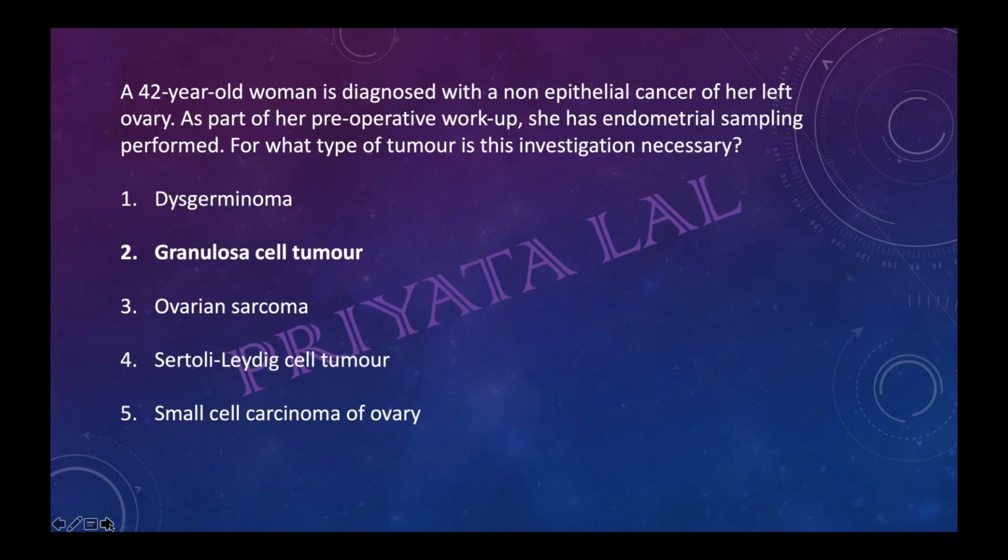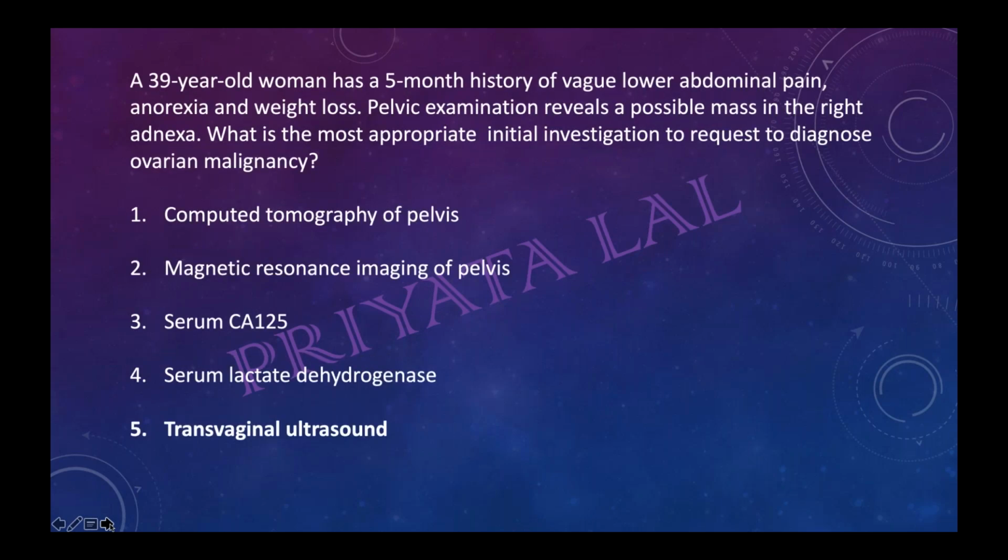A 42-year-old woman diagnosed with non-epithelial cancer of the left ovary. Her predictive preoperative workup, endometrial sampling, has been done. What is the type of tumor in this investigation? Granulosa cell tumor. Yes, granulosa cell, very good.